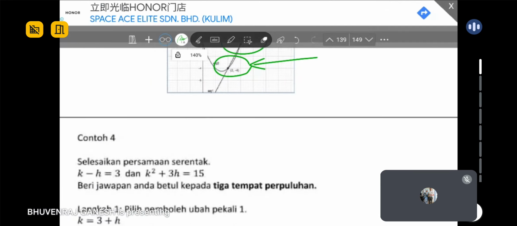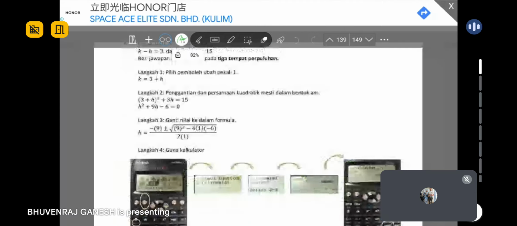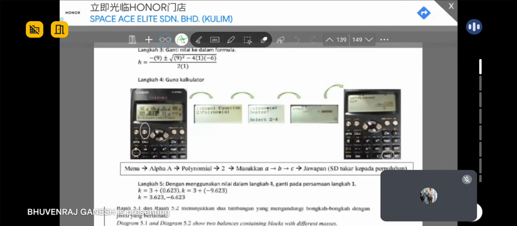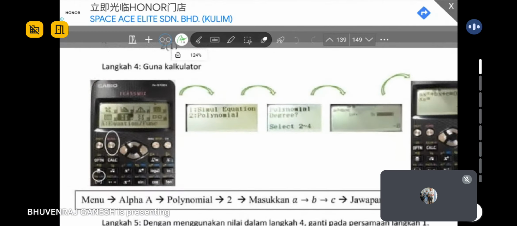Plus minus lah. Ya, dia akan ada julat. Okay? So, okay guys. One more thing. Your calculator guys. Okay, so you must know that in this chapter, kamu boleh guna calculator tau.